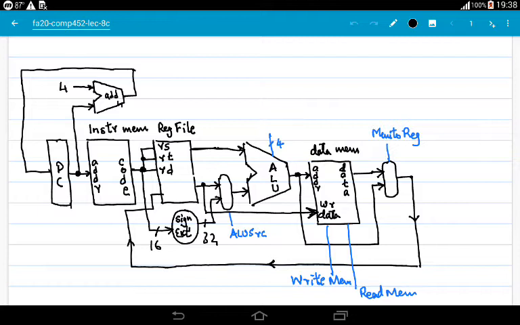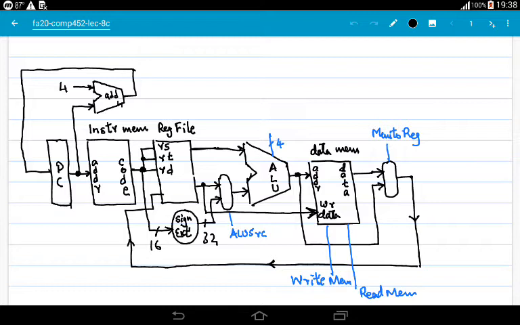So you can see the data path that we have developed so far, and this data path is complete for R-type instructions that we want to implement, and it is also complete to implement or to execute load word and store word instructions. Now we are left with one instruction that we want to implement in this discussion, and that instruction is branch if equal.